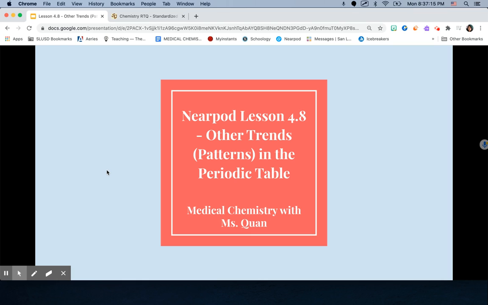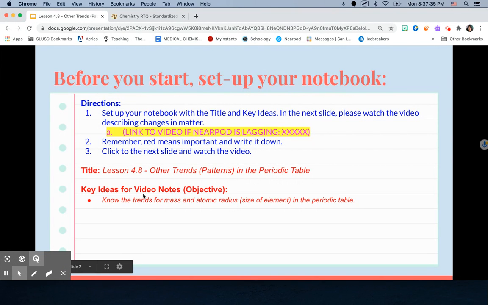Welcome to Nearpod Lesson 4.8, the other trends in the periodic table. These ones don't really relate to our ions test, but you kind of need to know them for chemistry. I didn't know quite where to put them, so I just dumped them at the end. And here we are. As always, a reminder to title your notes what it says in the title.